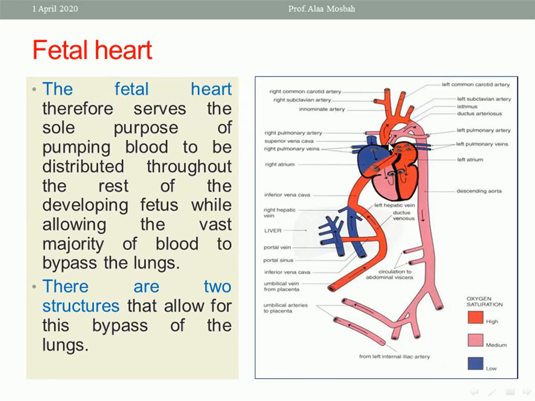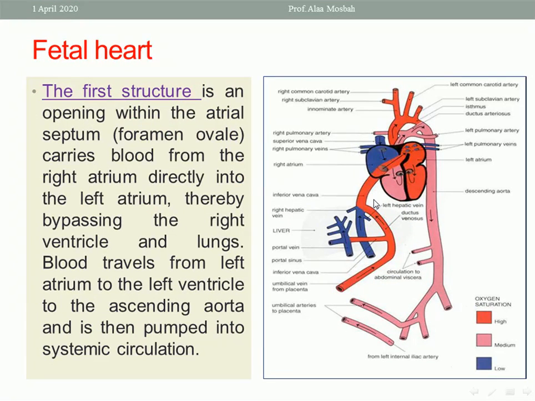So the amount of blood from the pulmonary trunk will again join the ascending aorta through the ductus arteriosus here. Those are the ways to bypass the lung: through the foramen ovale from the right atrium to the left atrium, and from the pulmonary artery or trunk to the ascending aorta through the ductus arteriosus. Okay, so this is how blood bypasses the lung.